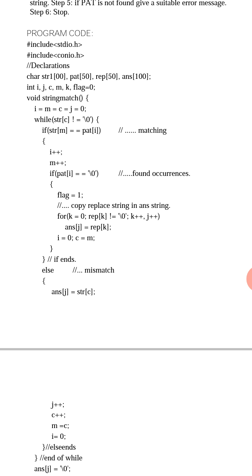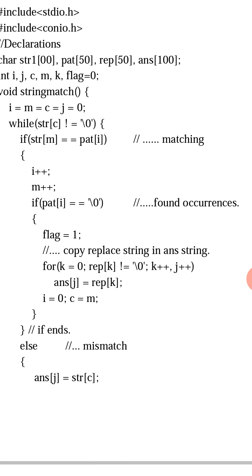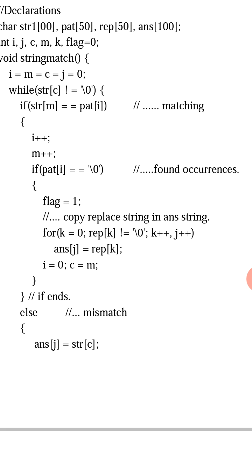Initially, I would like to initialize the index values of I, M, C and J to 0. And we know that we need to traverse all the characters present in our main string. To do that, and also knowing that the termination of a string is indicated by /0, until and unless I reach /0, I want my while loop to be executed repeatedly.